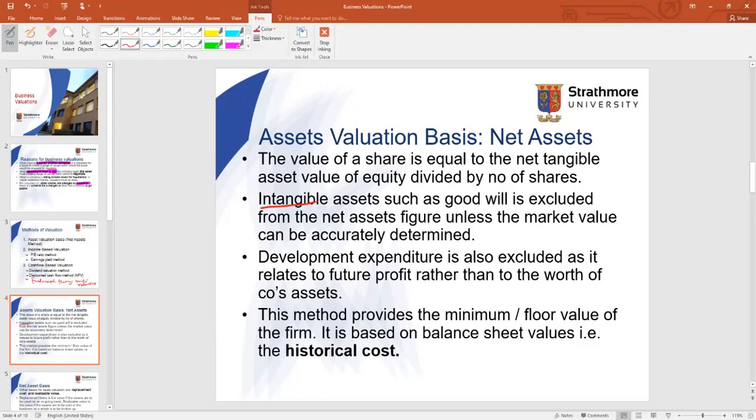So generally, notice that the use of the NAV method, the net asset value method, gives us what we call the minimum or the floor value of the company or the firm. Because we are assuming that the company is closing down, therefore we don't have the going concern value. The company is closing down, so you can't sell, like I've mentioned, you can't sell a goodwill.